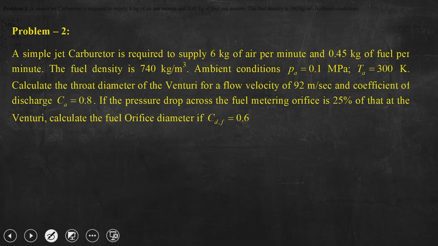As I told, the pressure drop of air at the venturi should be such that the adequate flow velocity can be maintained. The coefficient of discharge is given as 0.8; it should be CDA, it is written CA. So CDA is equal to 0.8. If the pressure drop across the fuel metering orifice is 25% of that at the venturi, calculate the fuel orifice diameter if the coefficient of discharge of fuel is 0.6. So, CDF is given. What we need to do is first draw the geometry, and from there we will try to solve this problem.